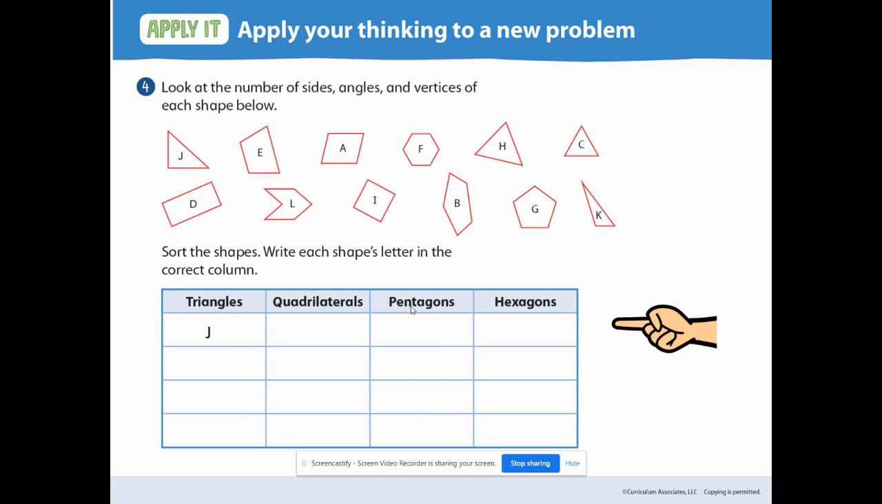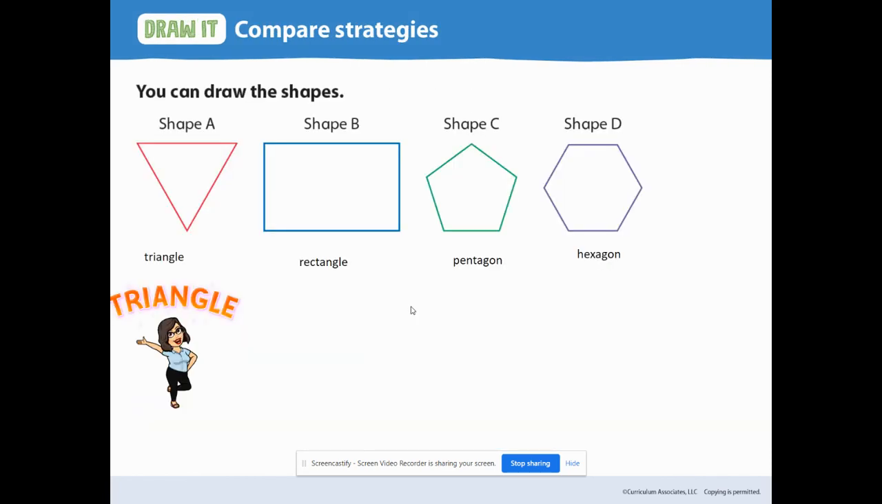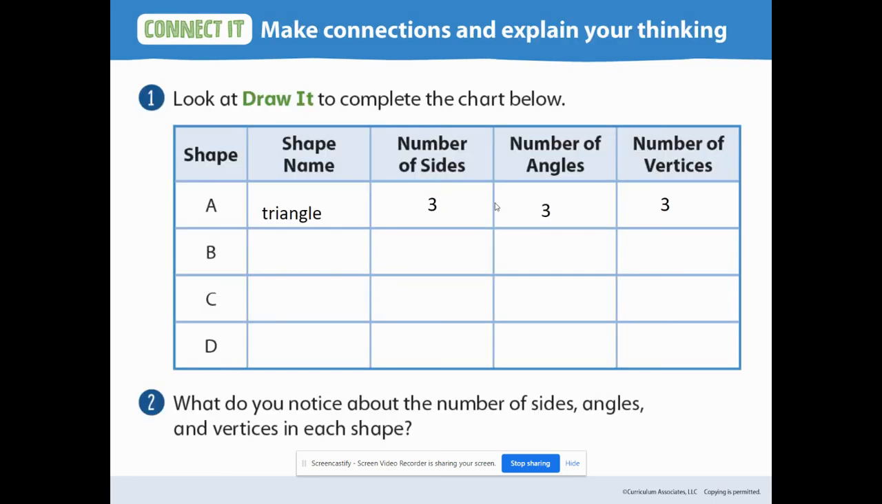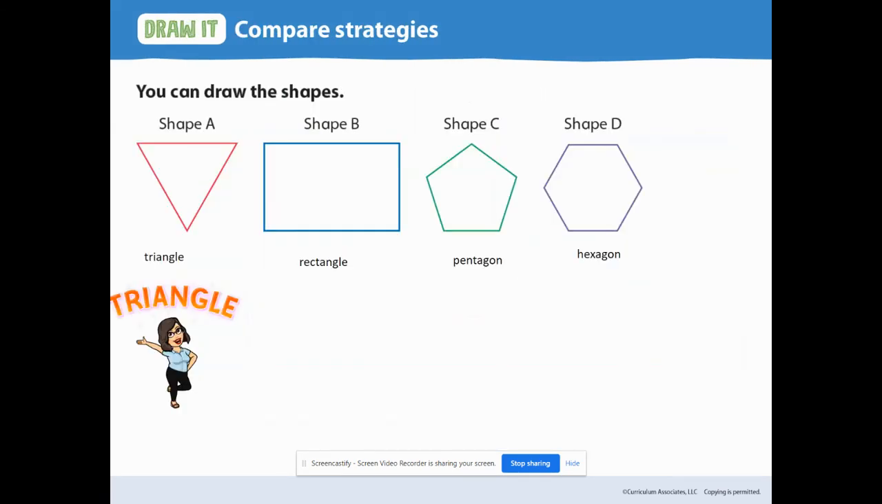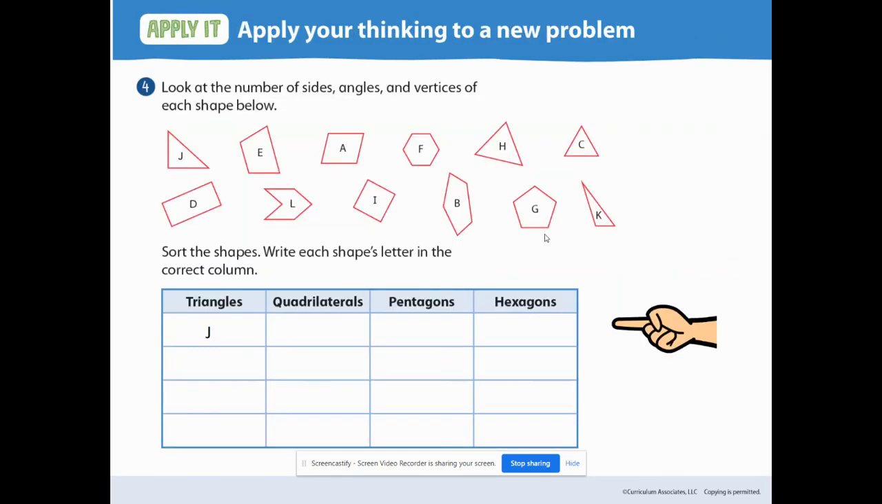What about a pentagon? Do you remember what a pentagon was? Well, let's go back up. A pentagon has 5 sides. So if you need to go back, there's 5 sides. So 1, 2, 3, 4, 5. And how about a hexagon? Remember, a hexagon has how many sides? 6. So here, if you forget, go back up, 6 sides. So you would put it here. So you're going to find those shapes, vertices, and angles, and you're going to organize them here. All right, go ahead and pause the video.